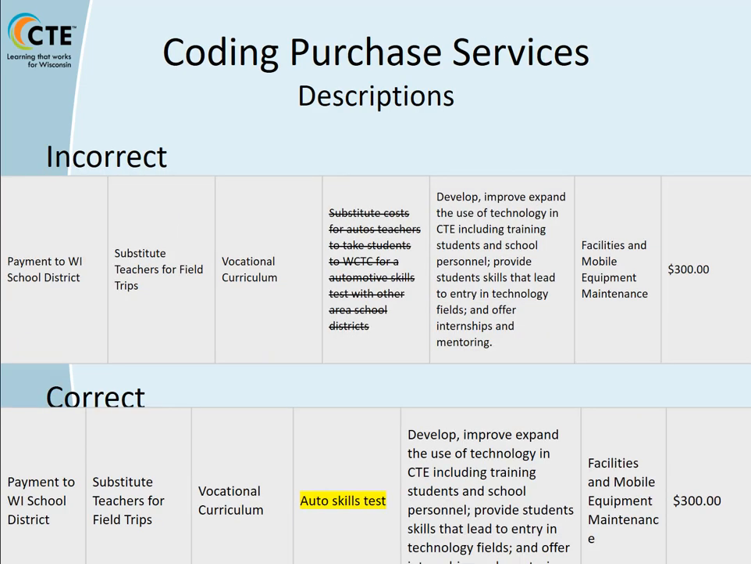In the first example, there is an elaborate description which really isn't necessary. Try to keep descriptions clear and to the point. As a result of the drop-down selections, we already know it's a sub for student field trips. For subcoding, it's not necessary to say where the trip is going. This one could say, just to be a little more clear, sub for taking students to auto skills test, as the bottom example indicates.